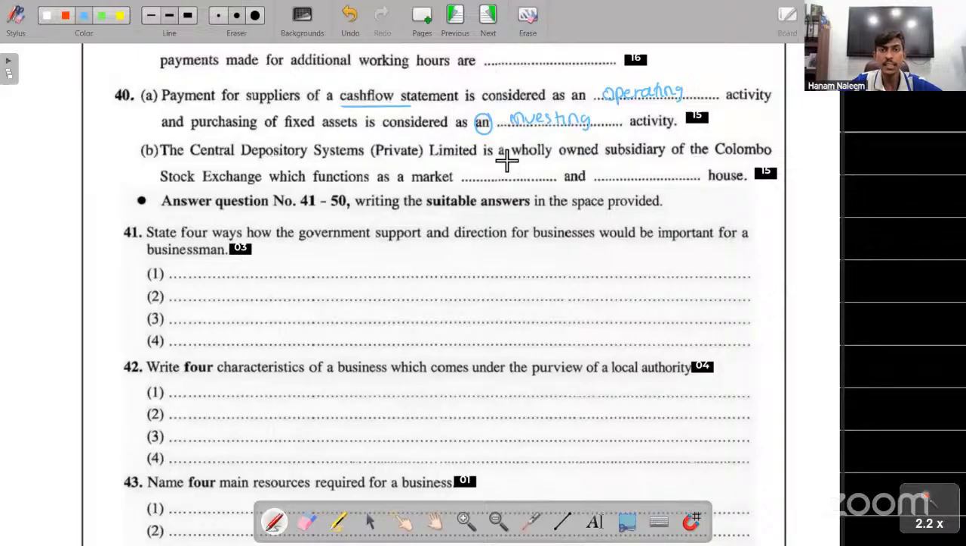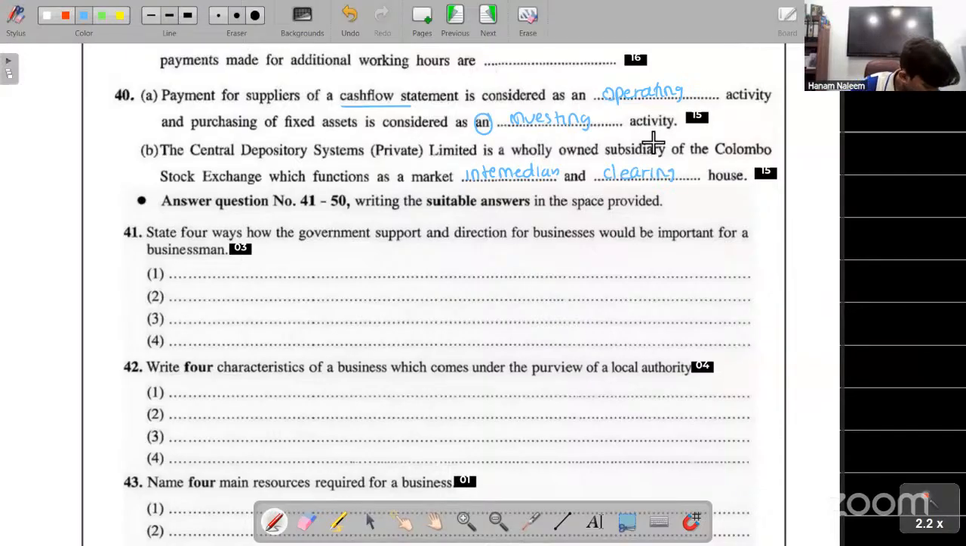Then the CDS is a wholly owned subsidiary of the Colombo Stock Exchange, which functions as a market intermediary. So through the CDS only, we can buy and sell securities, shares simply. Through that only, money is involved, and it is also called the clearing house. Since money is involved, we call it the clearing house as well.